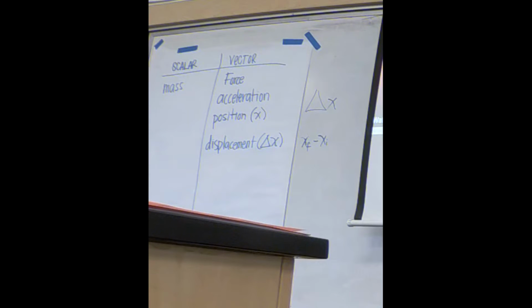What about distance? If I say I want a distance of 100 meters, does that include direction? How many of you say it's a scalar? How many of you say it's a vector? If I say I want a distance of 100 meters, does that include direction? It does not. So this is a tricky one. Distance is just the total value of how much you've traveled.